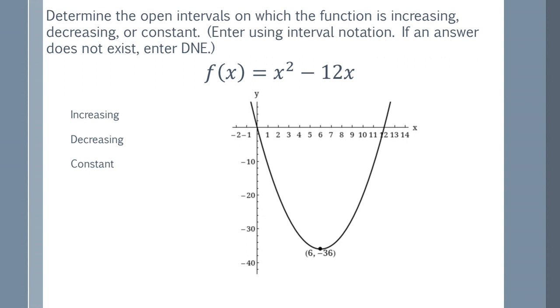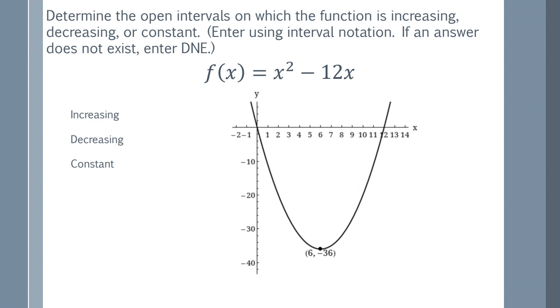It says determine the open intervals on which the function is increasing, decreasing, or constant. Enter using interval notation. If an answer does not exist, enter DNE. Okay, this is awesome. What they're asking us is to evaluate graphs now. When we're reading graphs, we read them the same way we read our textbooks, from left to right. In this particular problem, they gave us a function, x squared minus 12x, and they gave us a graph, which is great.